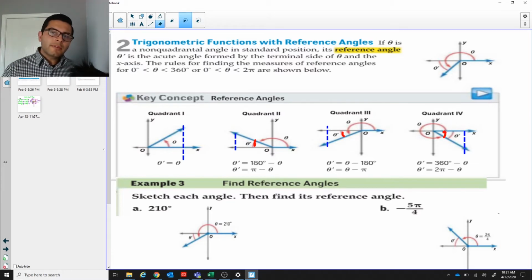So to get the reference angle, if we're in quadrant 4, we're going to take 360 degrees, or 2 pi if we're working with radians, and subtract whatever the original angle was, and we would be left with the reference angle. So that's why I said there's no one way of doing this. You have to look at what angle you are given and be able to apply the proper formulas and subtract the proper thing to be able to find the reference angle.